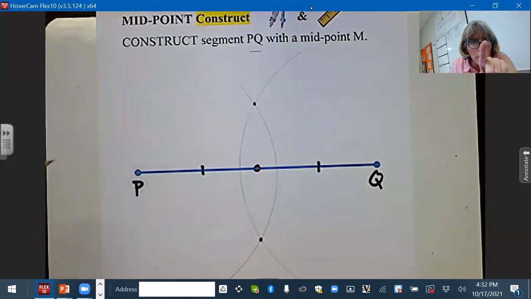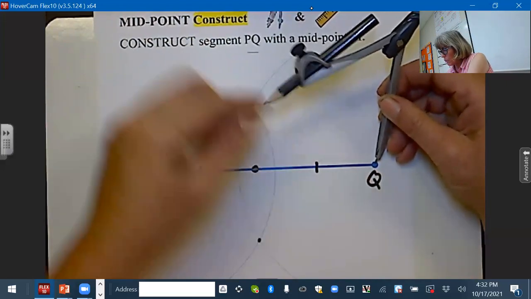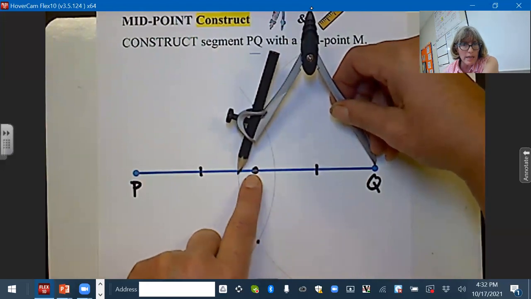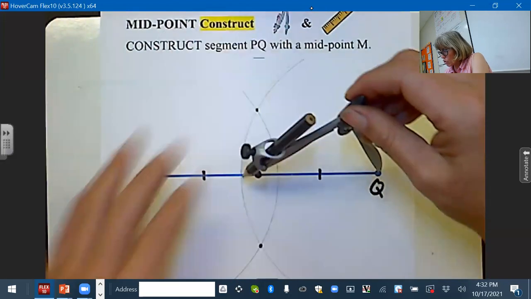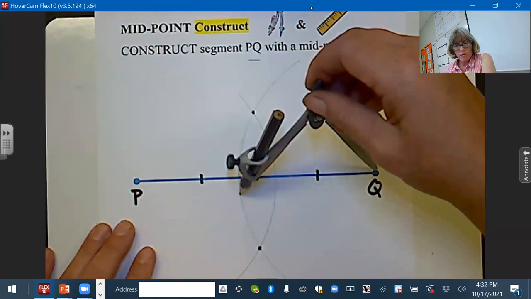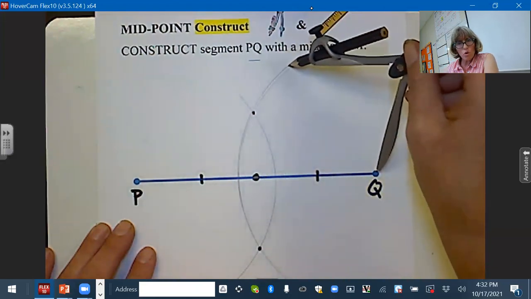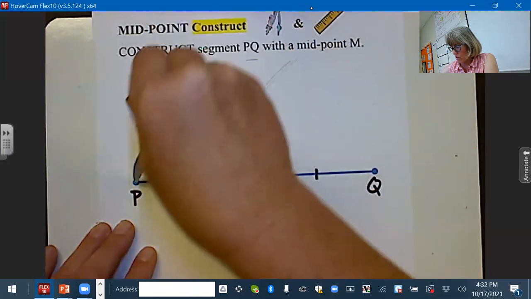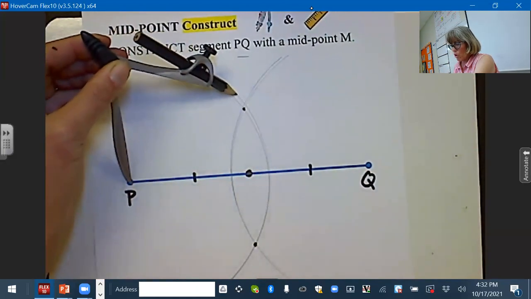Now, pick up your compass and follow with me again. Plant the pivot on one of the endpoints. Open up your compass just past what looks like the middle. Pick up the compass slightly, and twirl. It's a tilt, twirl motion. Don't change the compass setting, go to the other side. Tilt, twirl.